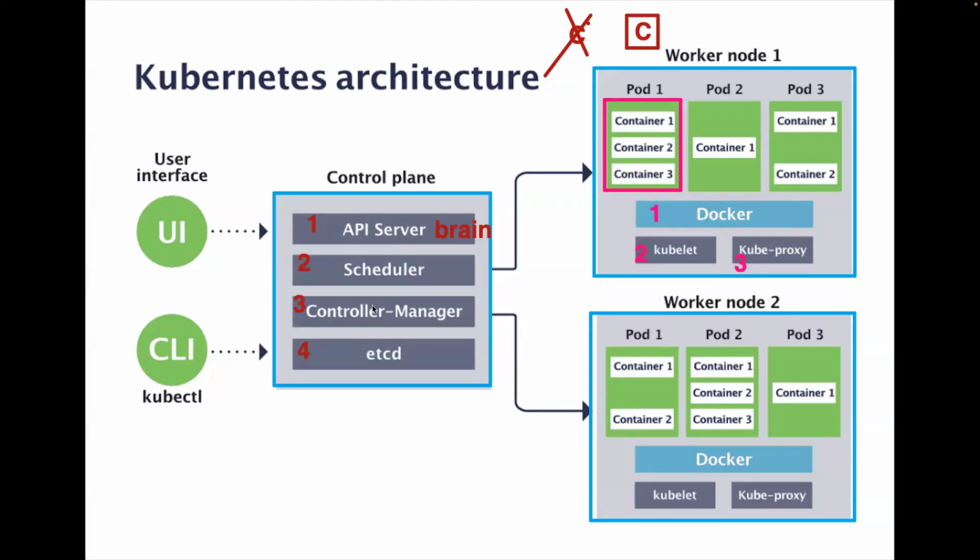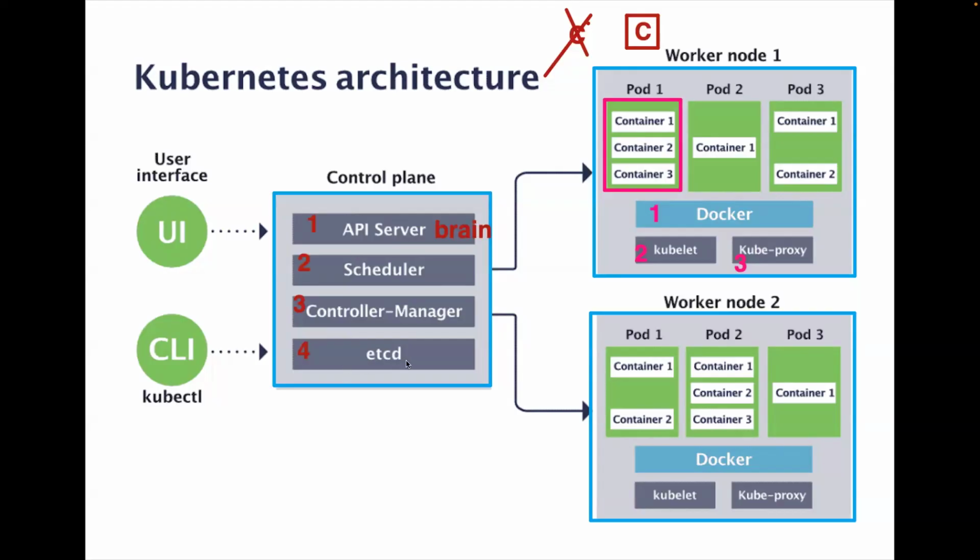You have different controllers which will do this. So these are the different components you have: API server, scheduler, which will schedule the components, controller manager, which will have different controllers, and then etcd. How do the scheduler and controller manager get the details from? They get all this information from etcd.